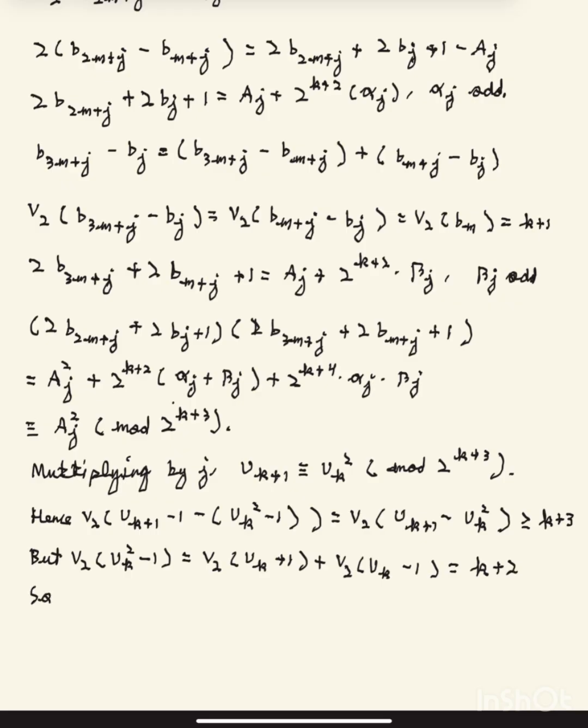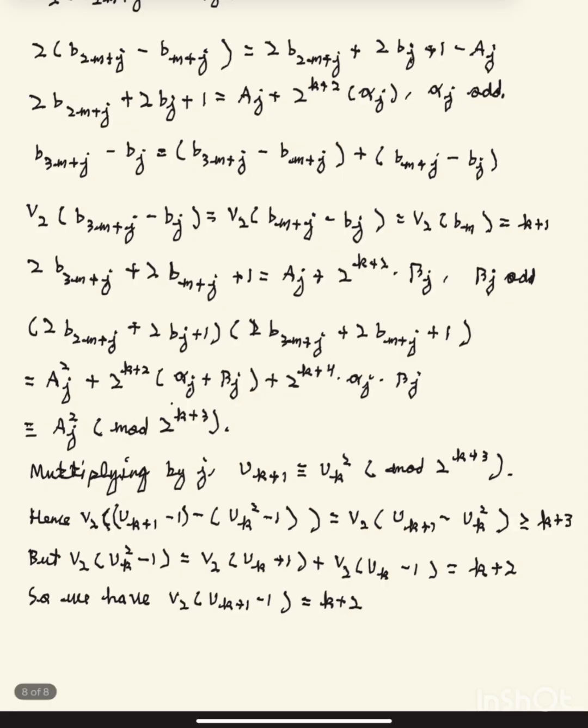So since v2 of this term must be the same as v2 of u_k squared minus 1, which is 2 to the k, because k plus 3 is greater than k plus 2, we have v2 of u_k plus 1 minus 1 is equal to k plus 2 as well. Okay, so that completes the induction.